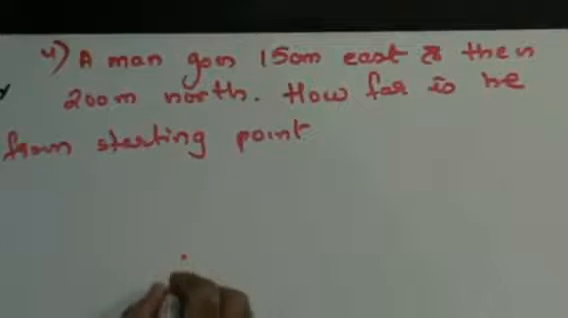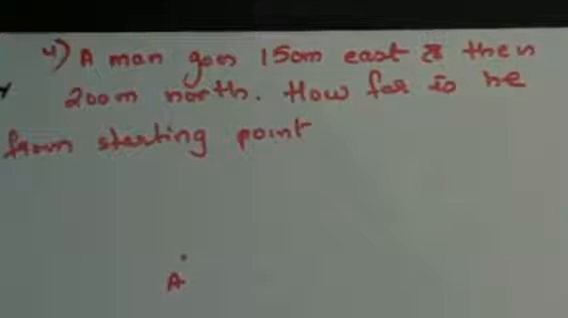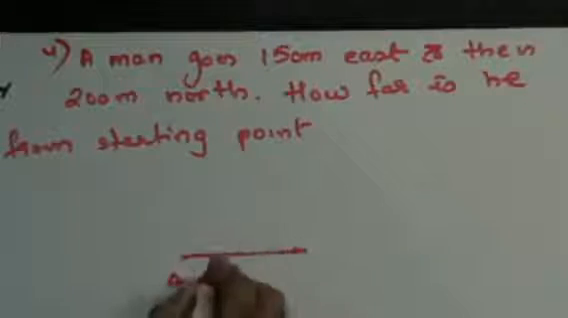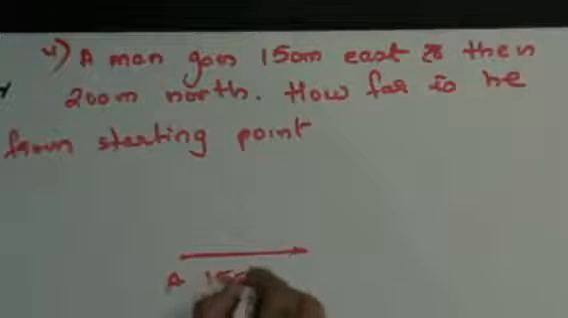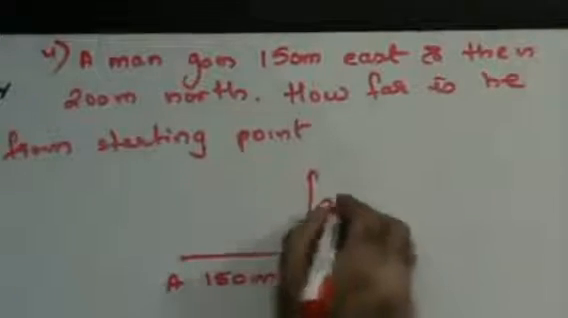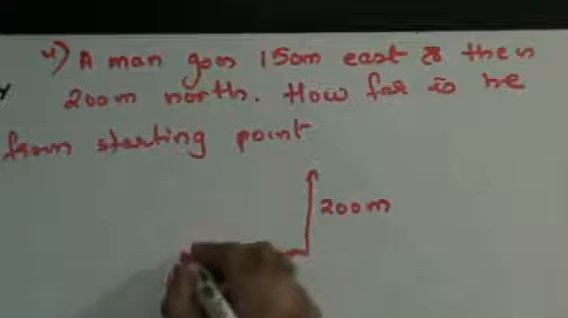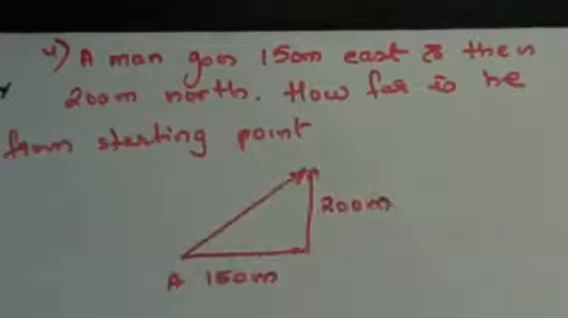Let's assume that the man is initially situated at point A. He goes east. This is his east. He goes 150 meters east. Then he goes 200 meters north. How far is he from the starting point?